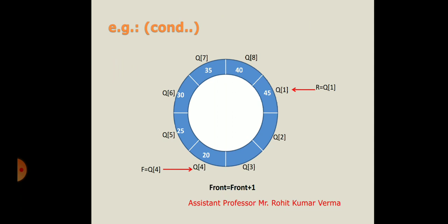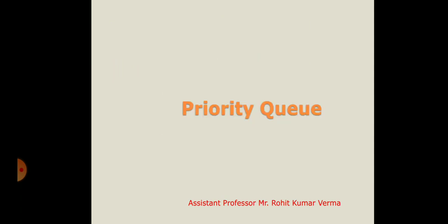So here your pointer will move to the 4th location. Okay? So these are our circular queue operations. Now we are covering another type of queue, and that type is priority queue.